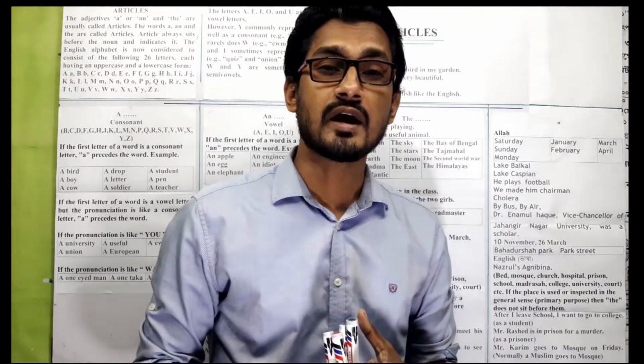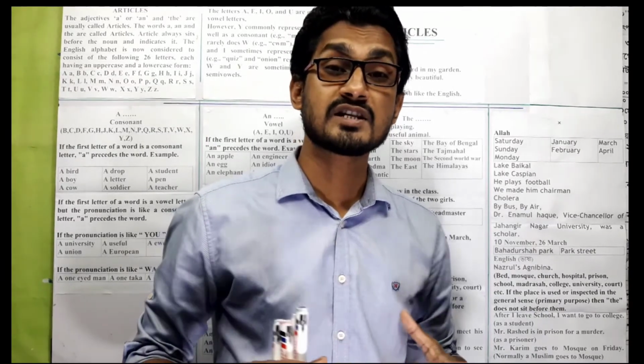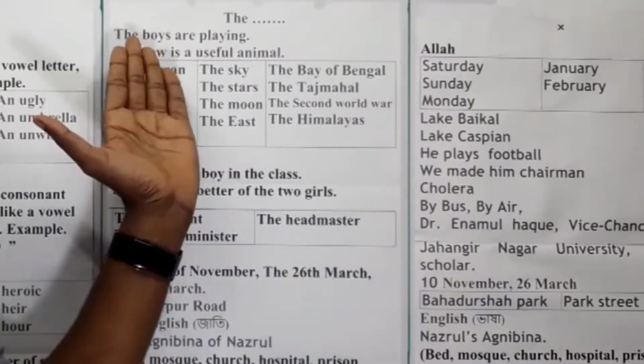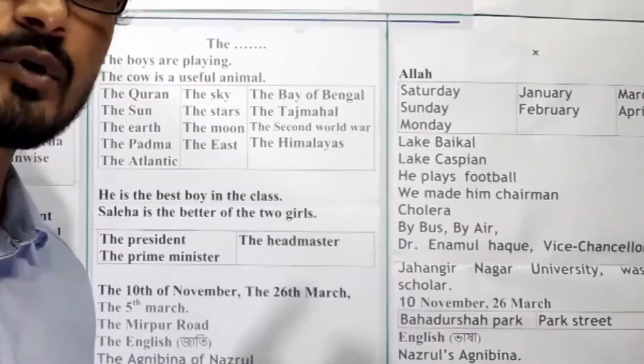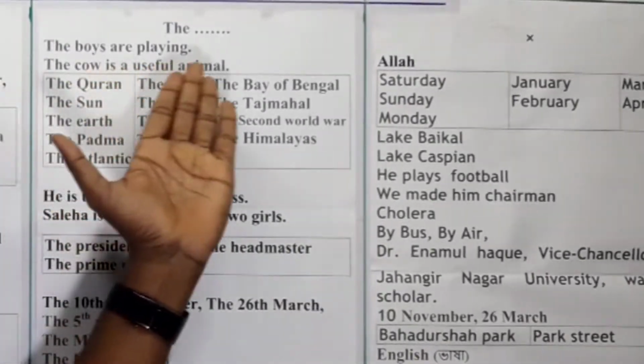The singular and plural numbers of the common noun that are specified take the before the noun. The boys are playing. The precedes the singular common noun to denote all of the same kind. Example, the cow is a useful animal.